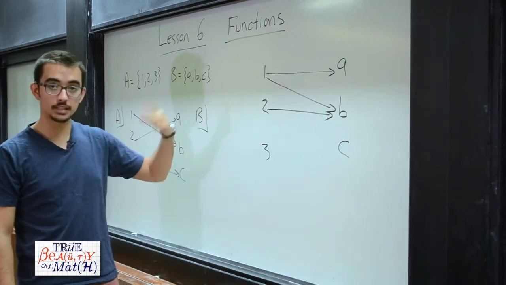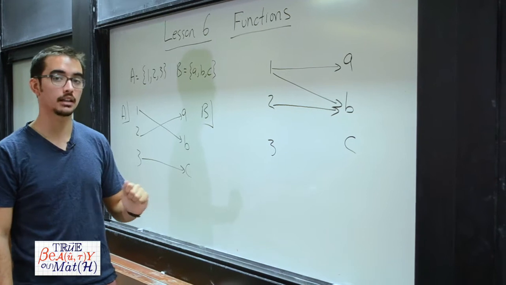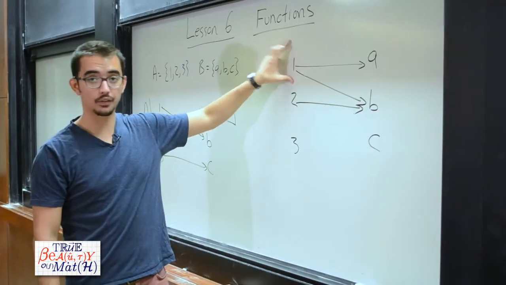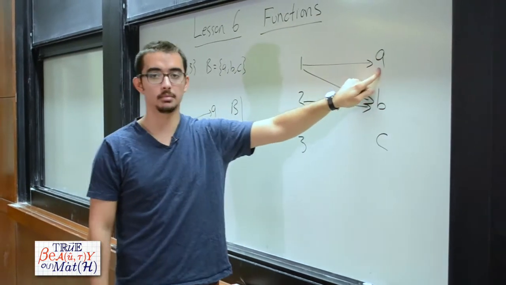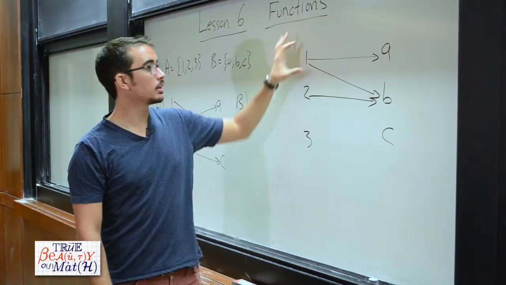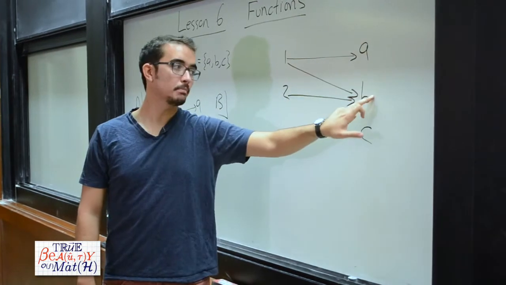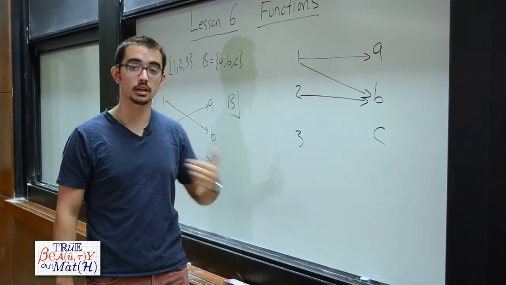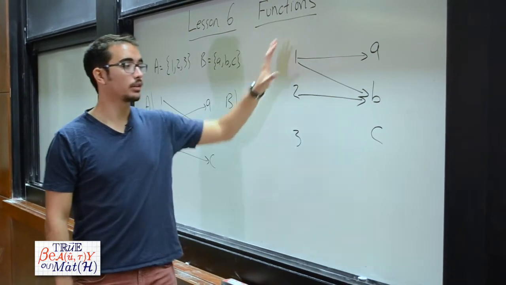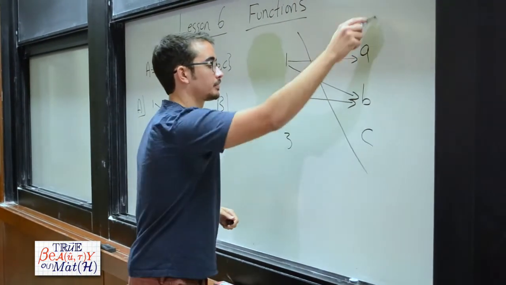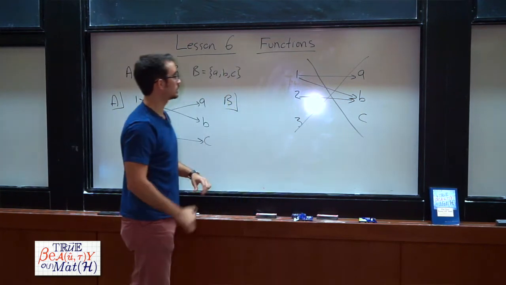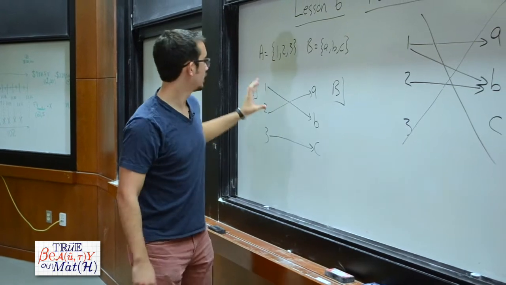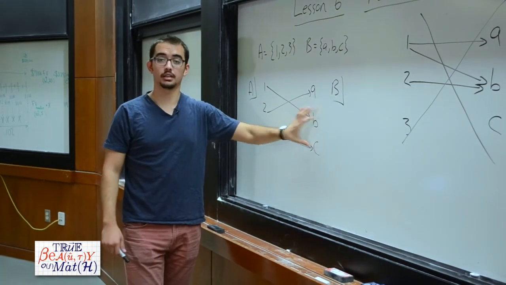This is problematic for a second reason, because we're also defining a function to be something such that every element in the from set gets sent to only one element in the to set. Here we see that 1 is sent to both a and b, and that's not OK. It doesn't satisfy what we're calling a function, and therefore this cannot be a function at all. And so again, a function is just something that sends every element in A to something in B, and every element in A to only one thing in B.